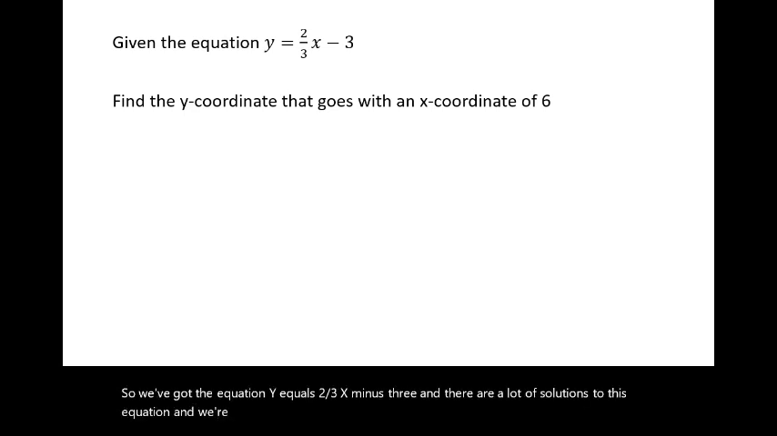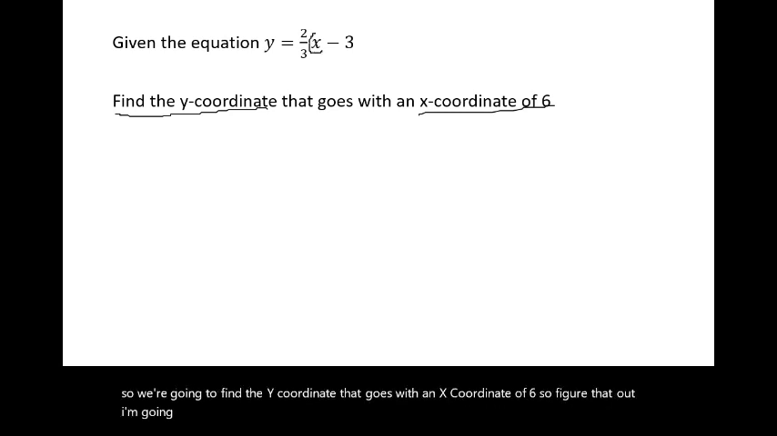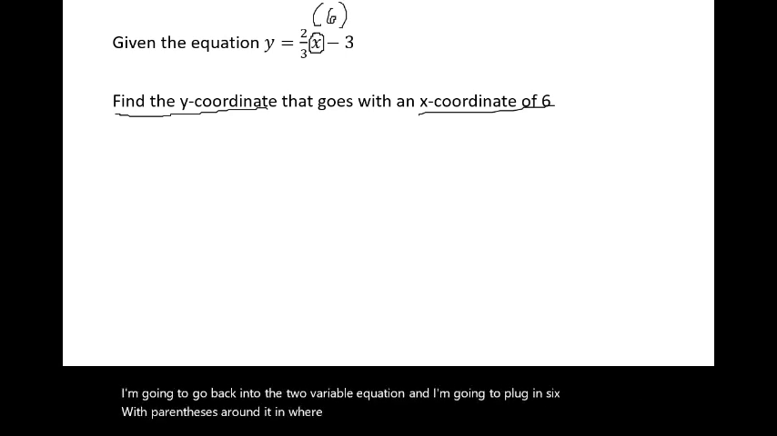So what we're going to be doing a lot of is plugging in x coordinates and figuring out what y coordinates go with a given x coordinate. So we're going to find the y coordinate that goes with an x coordinate of 6. To figure that out, I'm going to go back into the two variable equation and plug in 6 with parentheses around it where I see x. I'm going to fully simplify, and then figure out what the y coordinate would be.